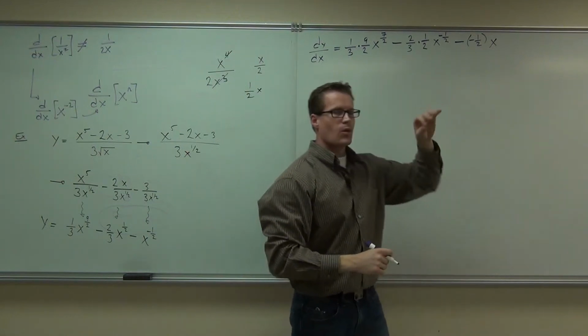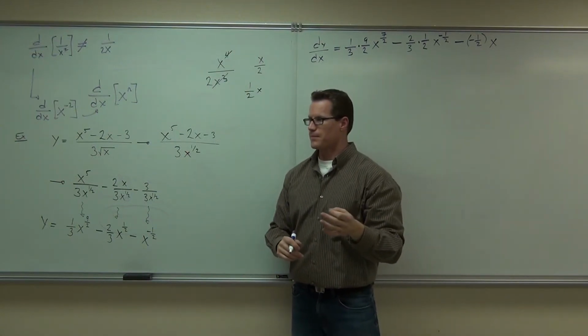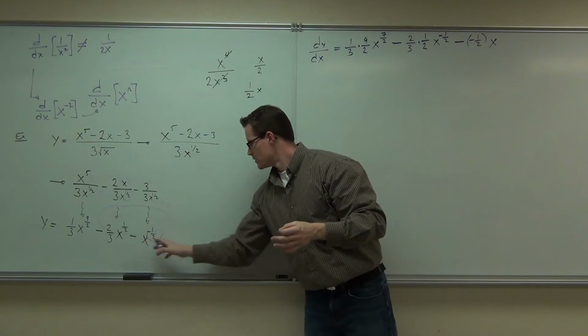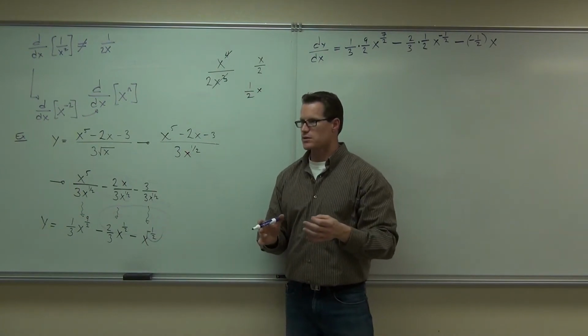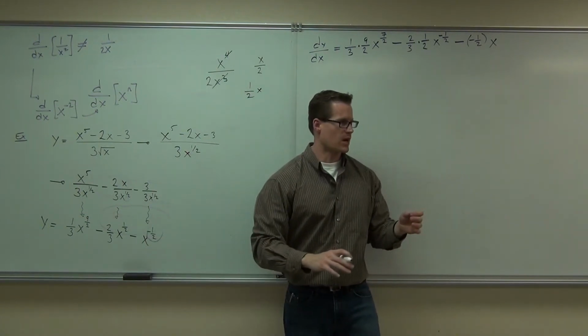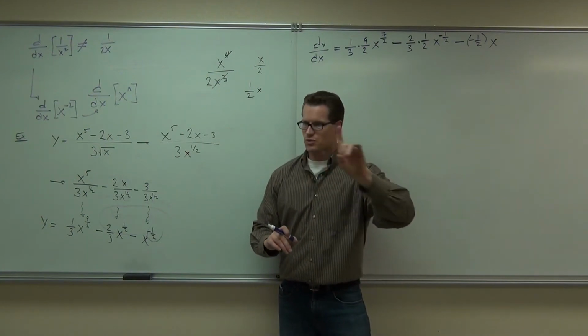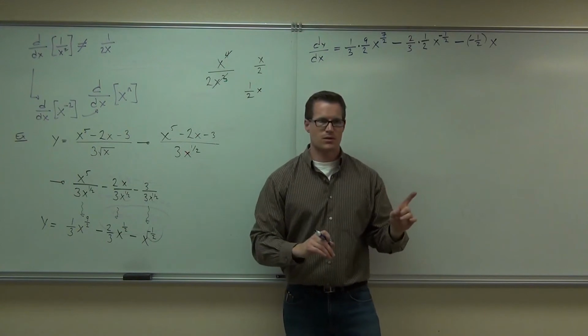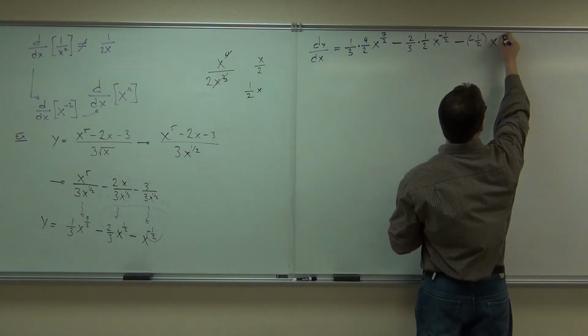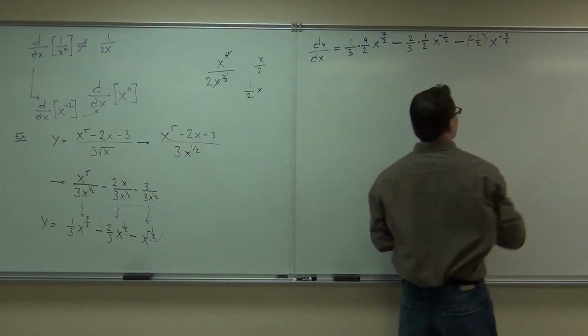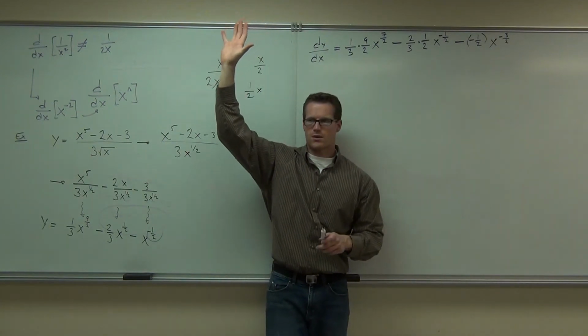Okay, x to the, what am I going to get? Negative 3/2. Because negative 1/2 minus 1 gives you negative 3/2, right? We use improper fractions here because they're easier to deal with. You got that one? Show of hands, how many would feel okay with getting that far on our problem?